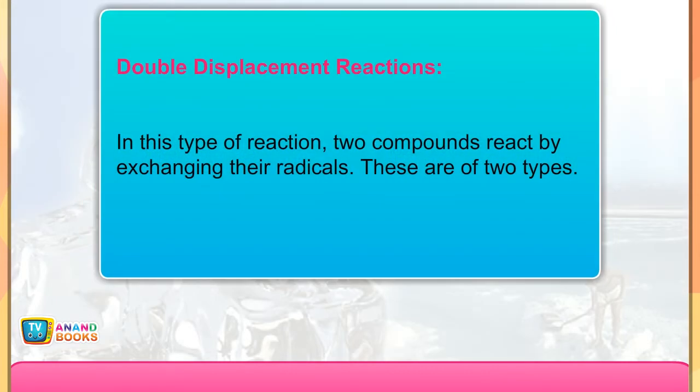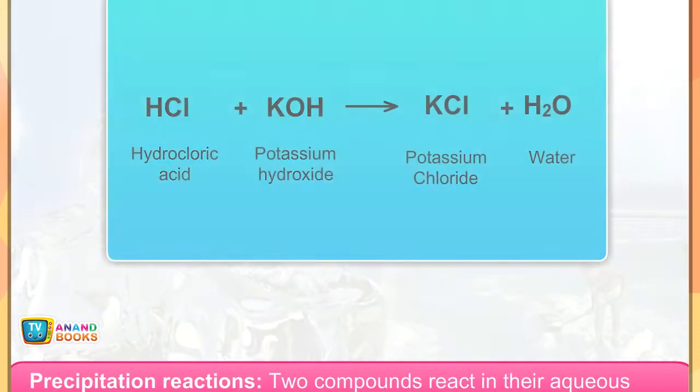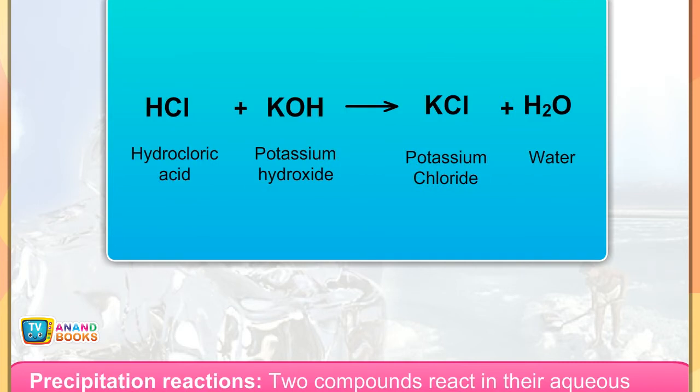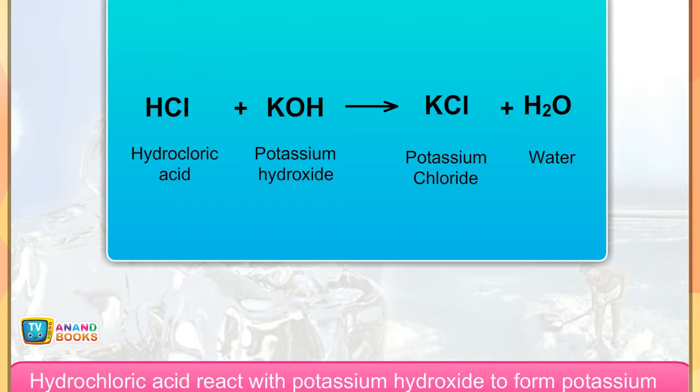Double displacement reactions. In this type of reaction, two compounds react by exchanging their radicals. These are of two types. Precipitation reactions. Two compounds react in their aqueous state to form an insoluble product as a precipitate. Hydrochloric acid reacts with potassium hydroxide to form potassium chloride, salt, and water. HCl hydrochloric acid plus KOH potassium hydroxide gives KCl potassium chloride plus H2O water.